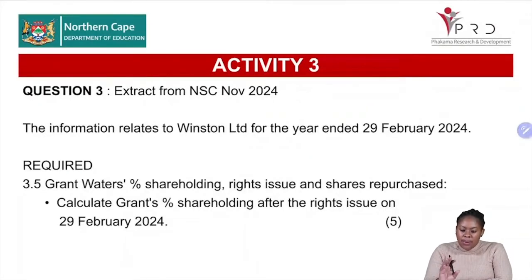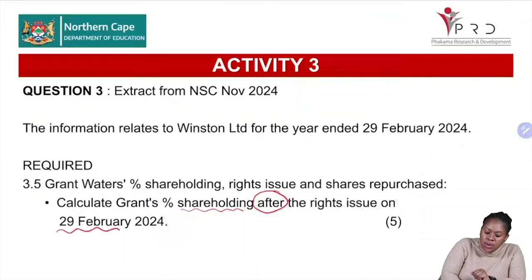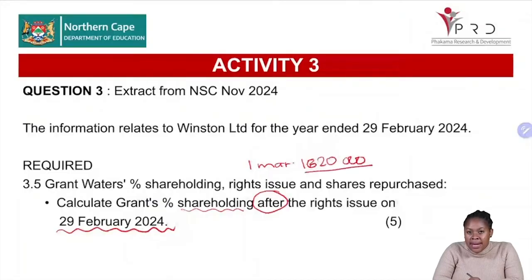Then, when we look at this activity, we are going to read the question very carefully. It says, calculate Grant's shareholding after the rights issue on 29 February 2024. So we are looking for the new balance for Grant's shareholding, because we know that on the 1st of March it was 1,620,000. That's the beginning of our financial year.